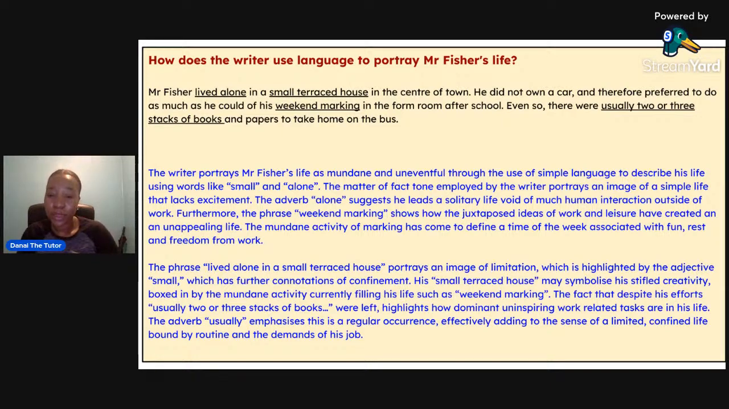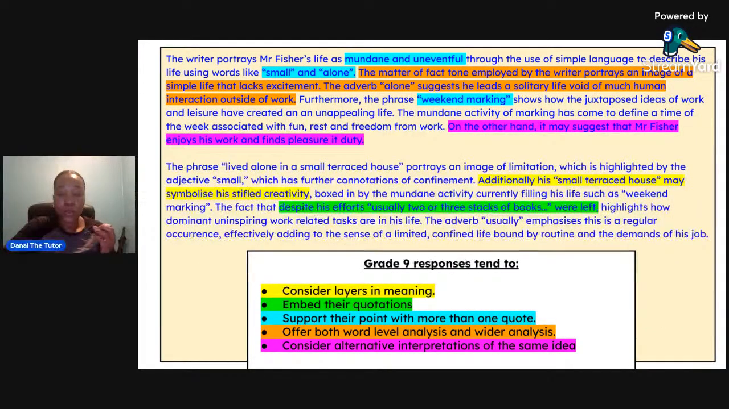So back to the comment made by Shreya, where I said "effectively adding to the sense of limited", that's actually an evaluative comment. I'm going to highlight how all the different parts of that link with the bullet points for what grade 9 responses tend to do, okay? So you can see layers in meaning.